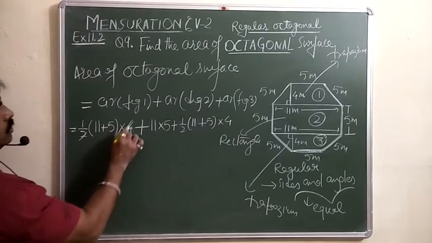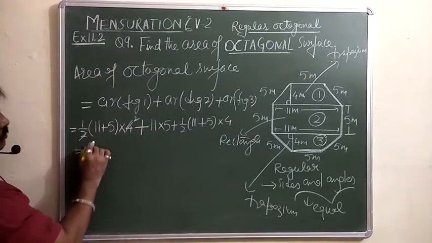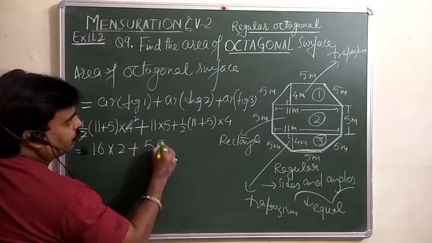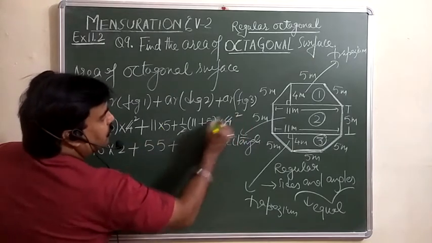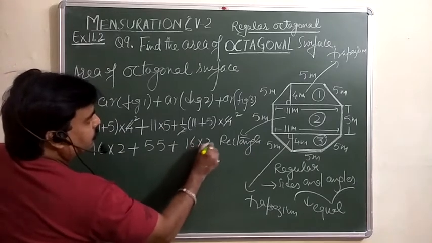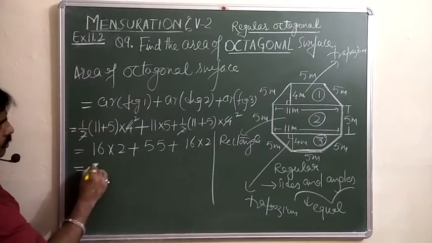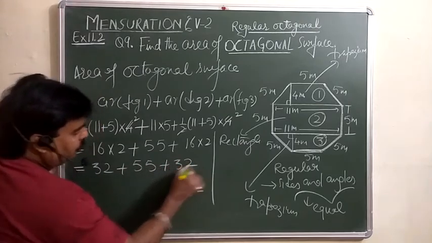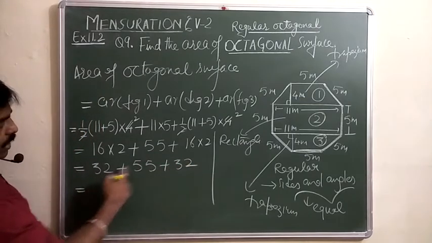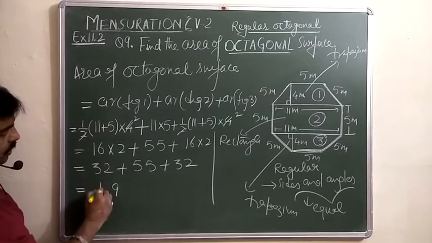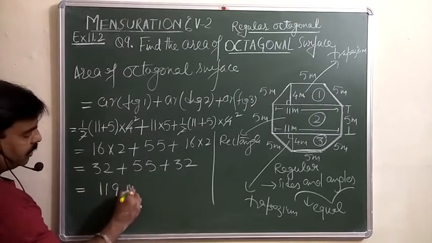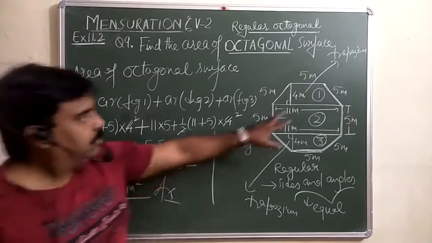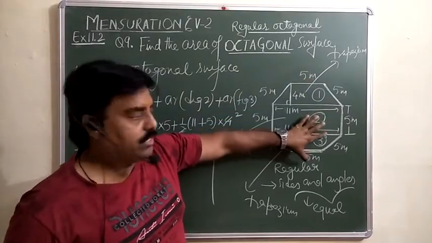2 2s are 4. This is 11 plus 5, 16, into 2, plus 11 into 5 is 55, plus 16 into 2 is 32. So you will get 32 plus 55 plus 32. You can add them: 5 and 4 is 9, and this is 11. 111 meter square. That is the area of this octagonal surface. Have a look.